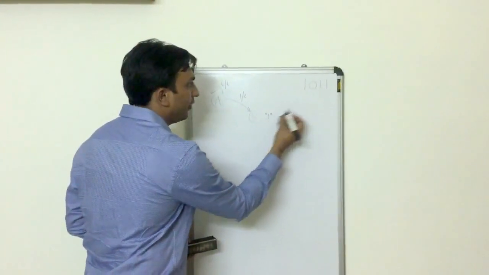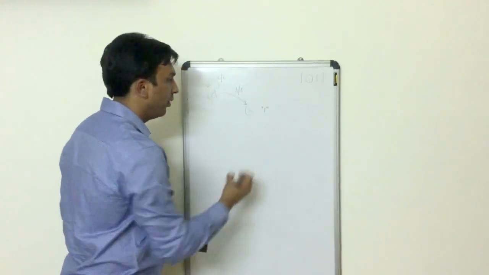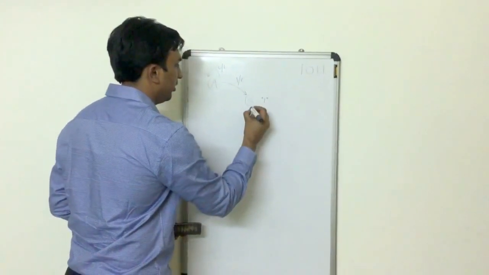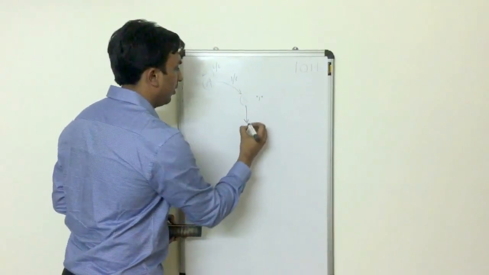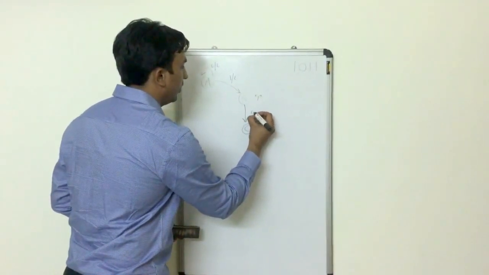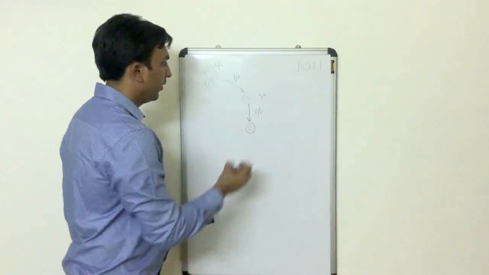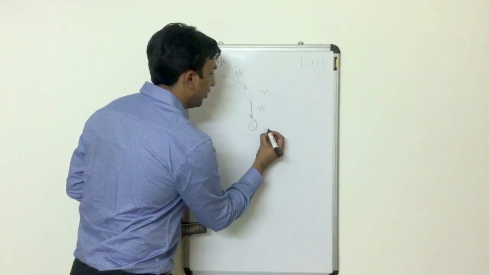So after this, if we get a 0, then we will go to the state C, a new state, 0/0. So this is the state where 1 0 has been detected.